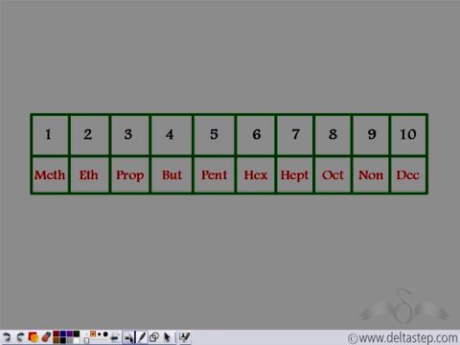The presence of 5 carbon atoms means pent, 6 is hex, 7 is hept, 8 is oct, 9 is non, and 10 is dec. So this is the number of carbon atoms present in the organic compound, and this is how it shows the name of the compound.